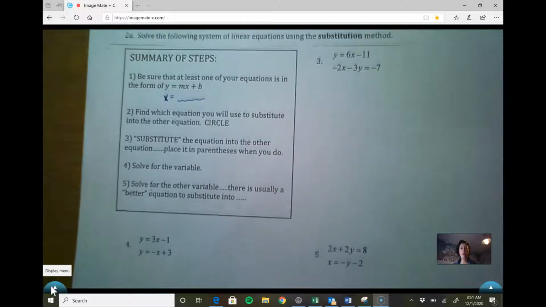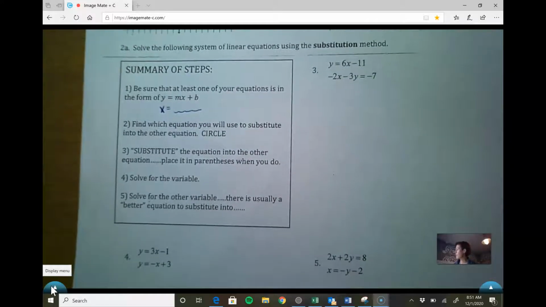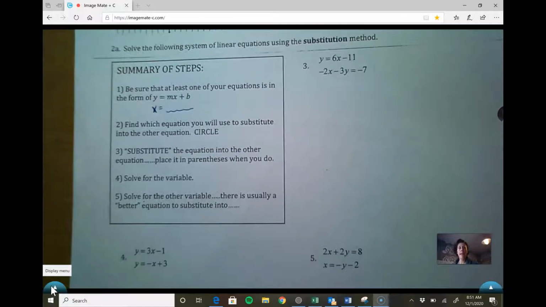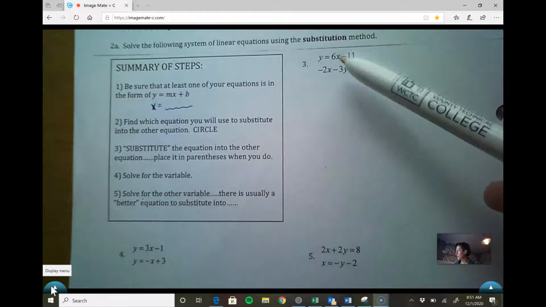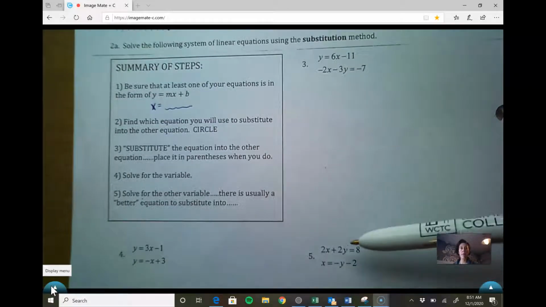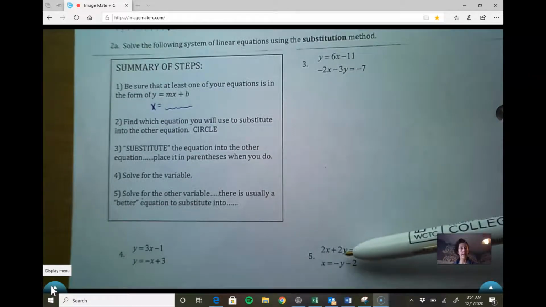Today we are going to be covering the substitution method as far as systems of equations goes. We looked at the graphing method in our last video. I'm on page 4 in our Chapter 4 packet, on the bottom half, and there's a total of 3 problems. We're going to do 2 in the video, and then I'm going to save one of them for us as a class.